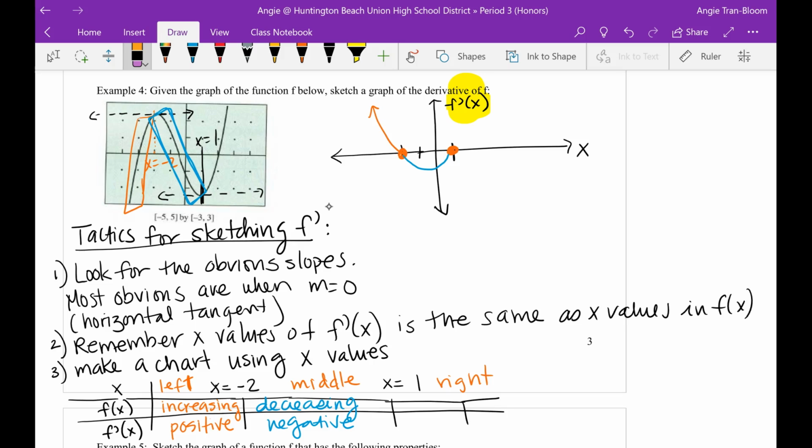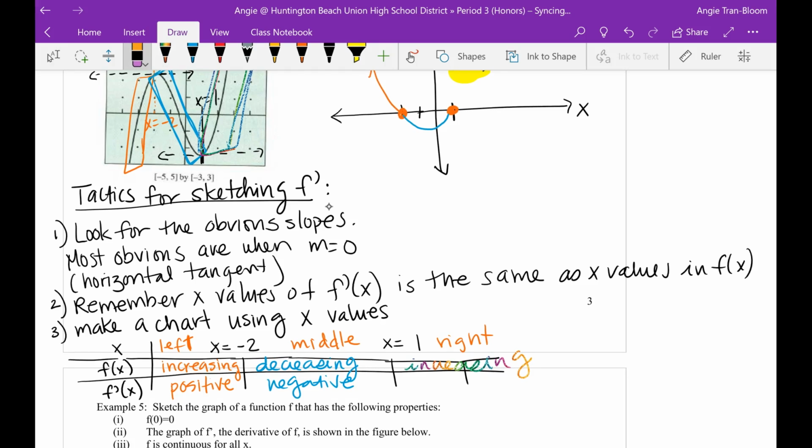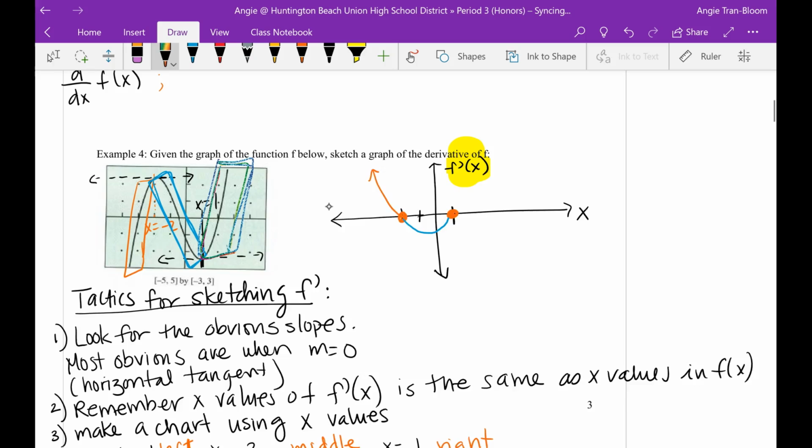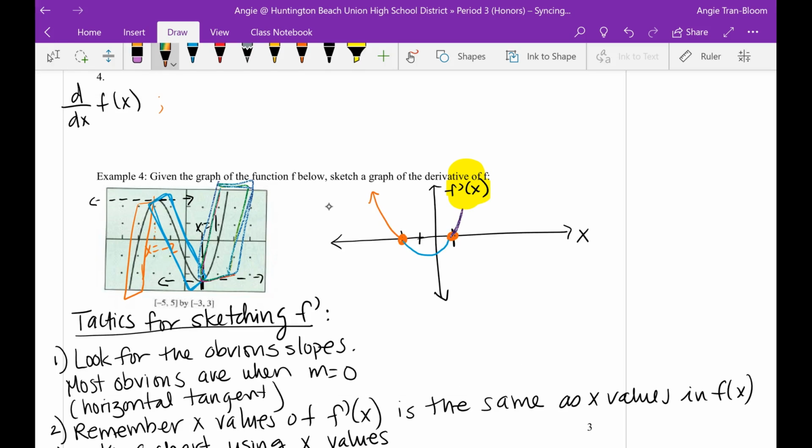Right now, I'm not very picky on the steepness of it, okay? I'm just looking for above and below. Then, what's happening on the right-hand side of x equals 1? That is increasing, okay? Increasing, just like, let me erase this line. Increasing, again, that means f prime is positive, okay? So what does that mean? Positive means I'm above the x-axis, okay?